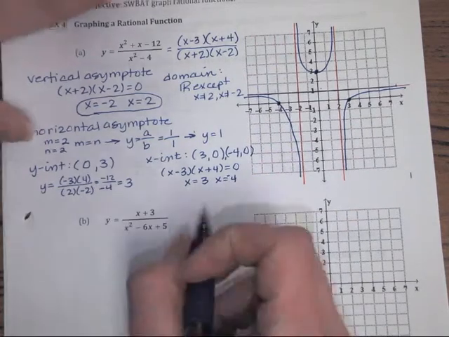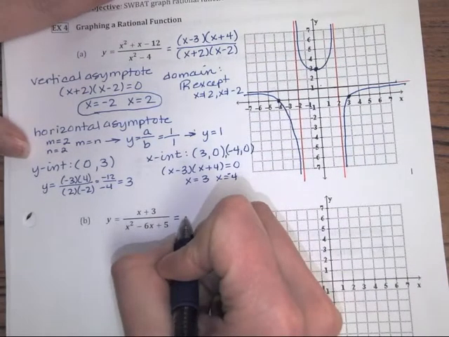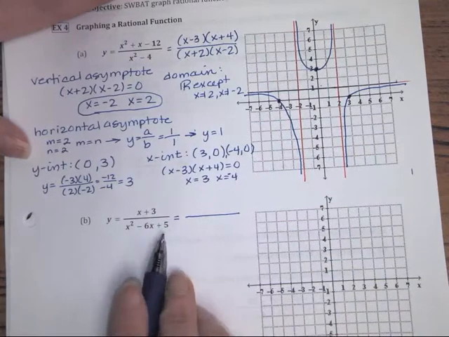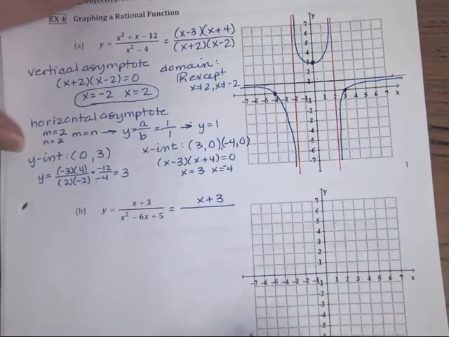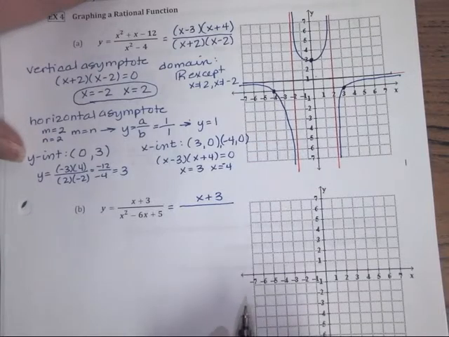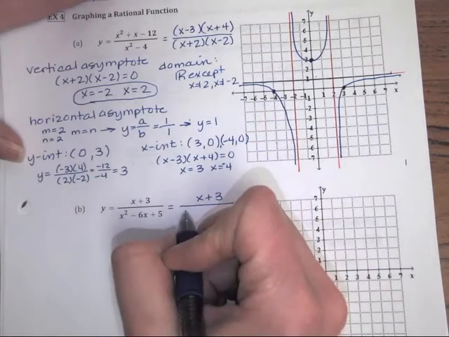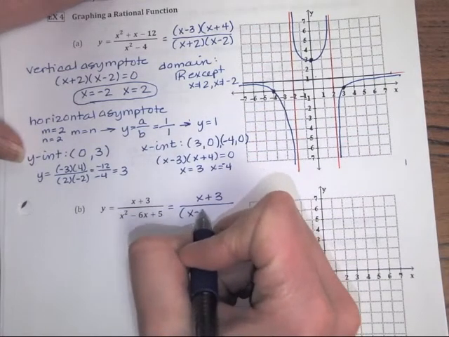Okay, let's do another one. All right, first of all, let's factor this. The numerator I don't have to worry about. Let's factor that denominator. x minus 5, x minus 1.